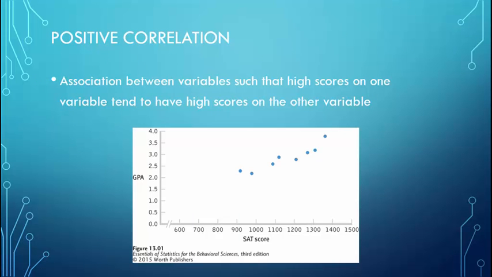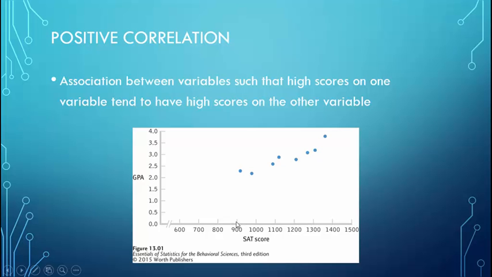So here's some examples. Here's a correlation between SAT score and GPA. We've got our SAT scores down here on the x-axis, and GPA up here on the y-axis. This is a scatter plot, and each dot on your scatter plot represents one case. In this case, it's one person.